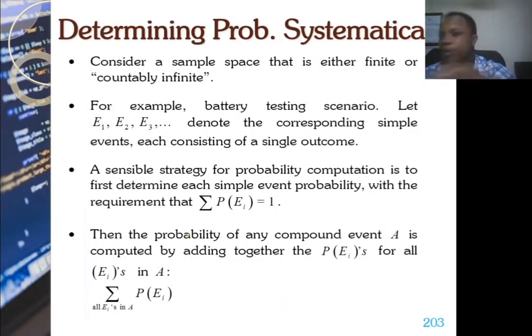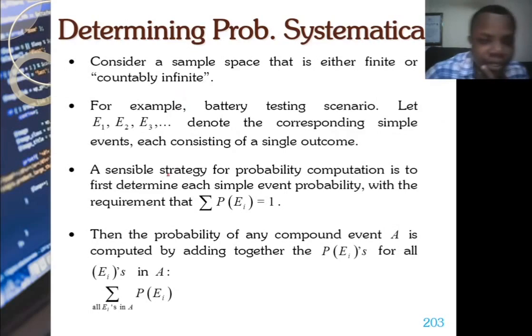Now with this, let's see how we estimate probabilities systematically. Consider a sample space that is either finite or infinite. When we talk about finite, it means that we have events within the sample space that have a start and an end. But in cases where we have infinite, it means that we know the starting point, but we don't know where it ends. So for example, in the testing of batteries, we can have event 1, event 2, up to infinity. And that is an example of a countably infinite event.